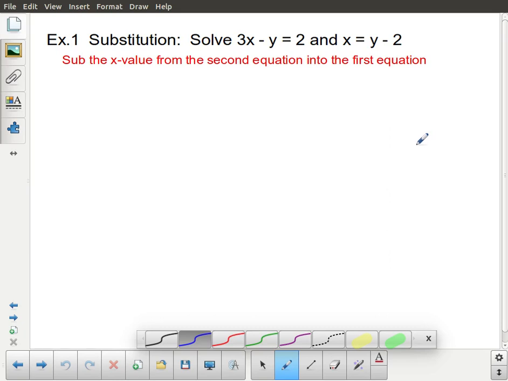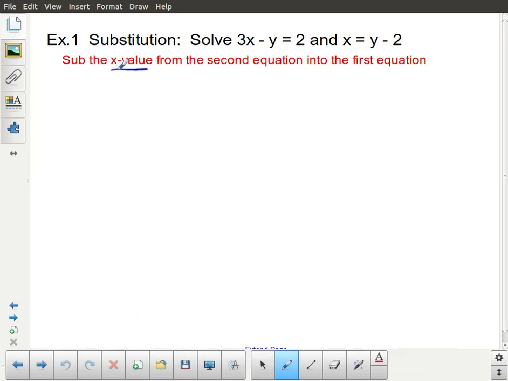We're going to solve this one by substitution. And you can see I've provided a hint here which says sub the x value from the second equation. So here's the second equation. So there's equation number 1, and there's equation number 2. So it says substitute the x value from the second equation into the first equation. So what does that mean? Let me just rewrite this.